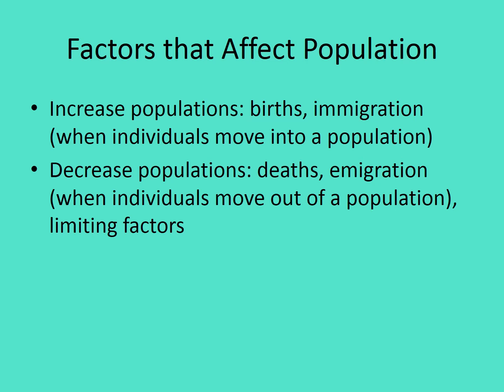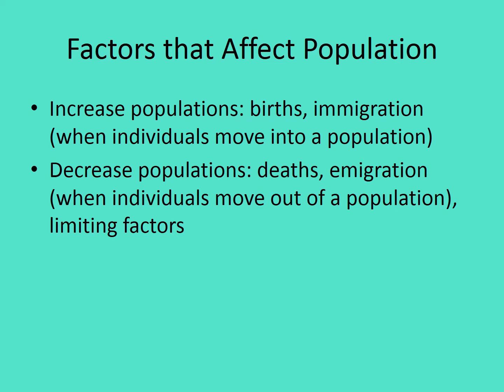So when we're talking about population, I want to make sure that we understand what could change a population. Obviously births and immigration, organisms moving into a population, would increase the population. Decreasing the population would be things like deaths and emigration. Notice the different spellings there, where individuals leave a population maybe due to lack of resources, so they would go somewhere else.